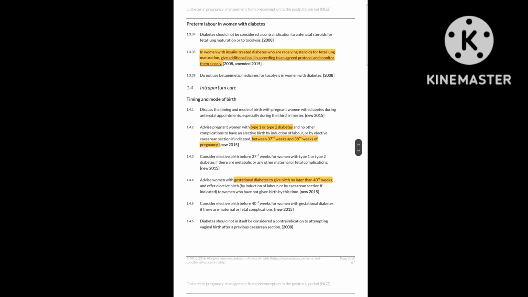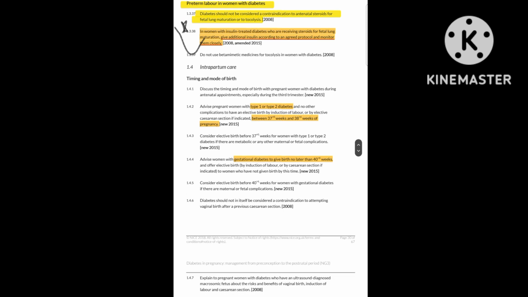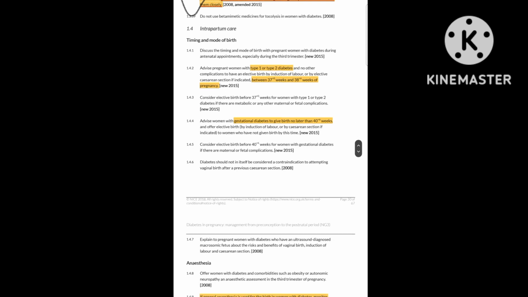Preterm labor in women with diabetes. Diabetes should not be considered as a contraindication to antenatal steroids for fetal maturation or tocolysis. In women with insulin-treated diabetes who are receiving steroids for fetal maturation, give additional insulin according to an agreed protocol and monitor them closely. Do not use beta-mimetic medicines for tocolysis in women with diabetes.